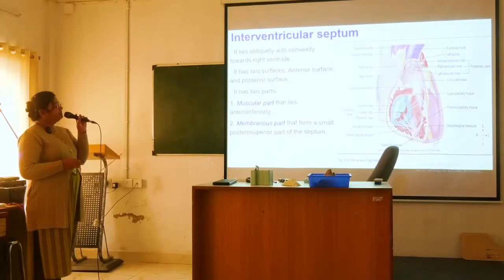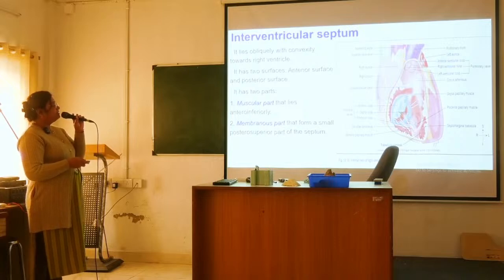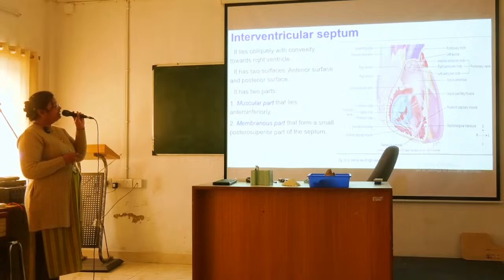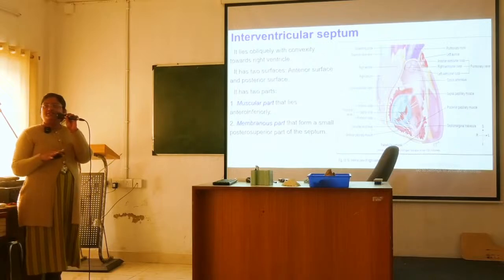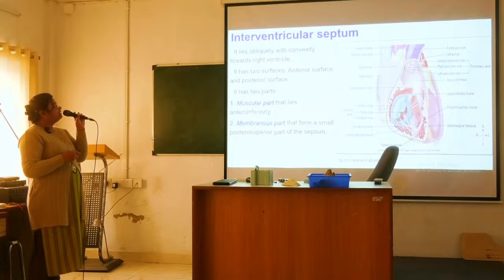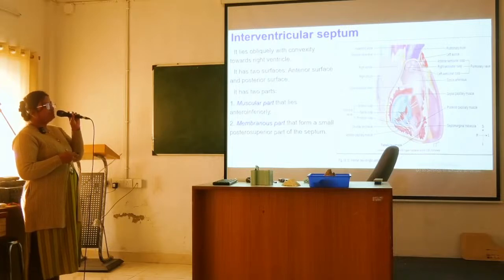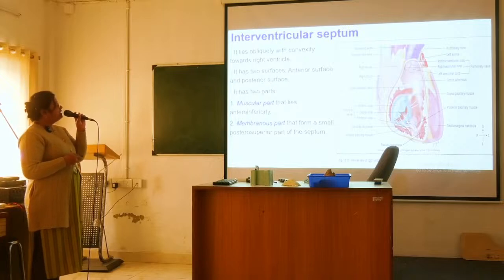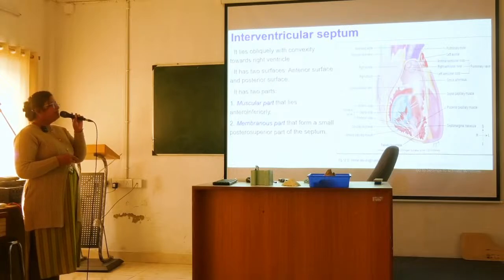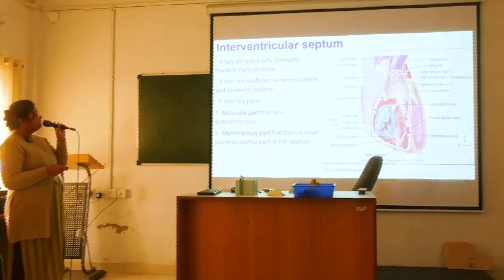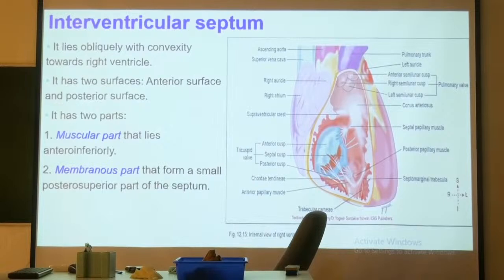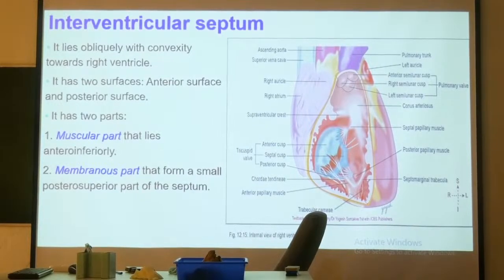Now interventricular septum. Here is the septum. Septum is present here. It lies obliquely with convexity towards the right ventricle. You have seen during the cross section of two ventricles, septum is obliquely placed with convexity towards right ventricle. Two surfaces, anterior surface and posterior surface, and it has two parts. Muscular part that lies anteriorly, here is the muscular part, and membranous part that forms a small posterior superior part of the septum here in this region. Posterior superior part, this is membranous part.